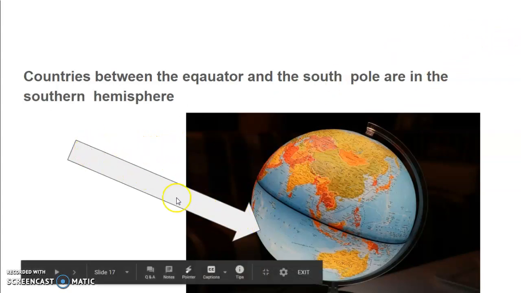Countries between the equator, this is the equator, and the South Pole are in the southern hemisphere. Southern hemisphere.